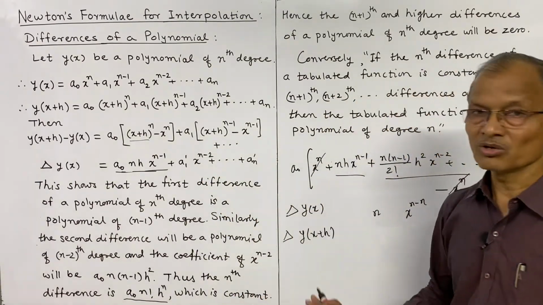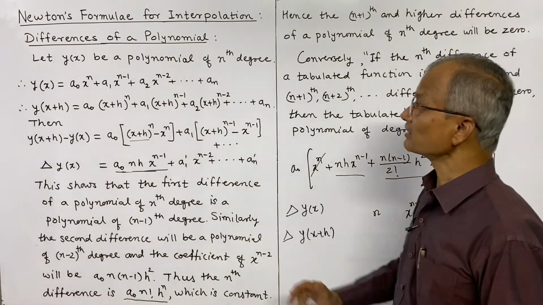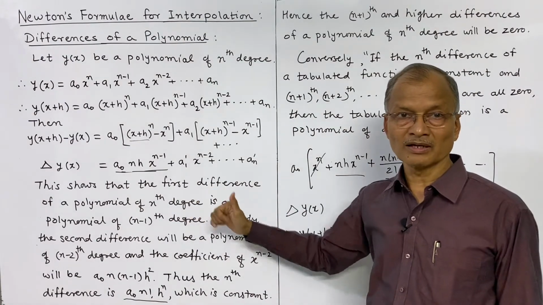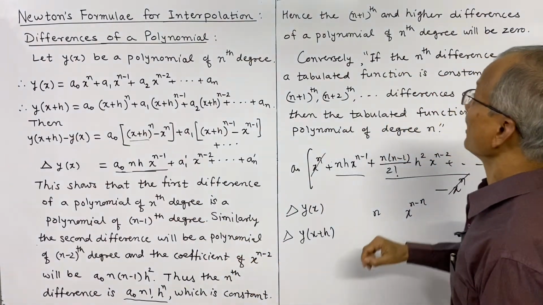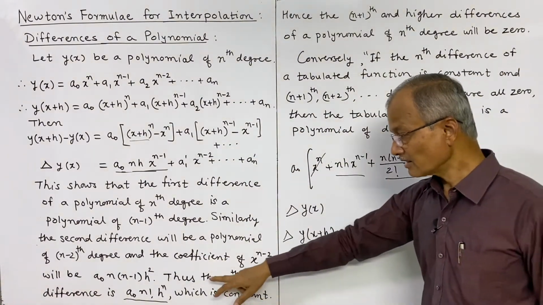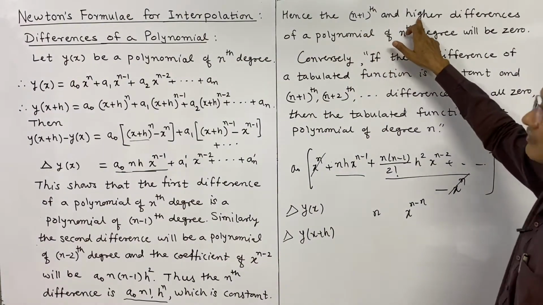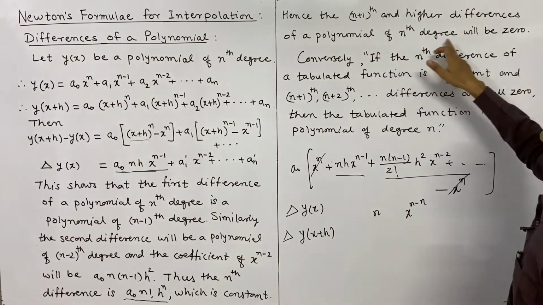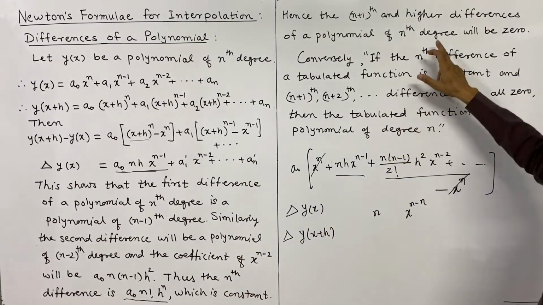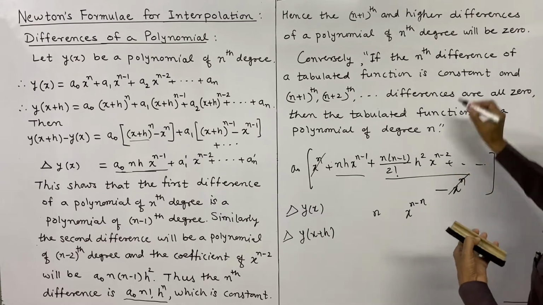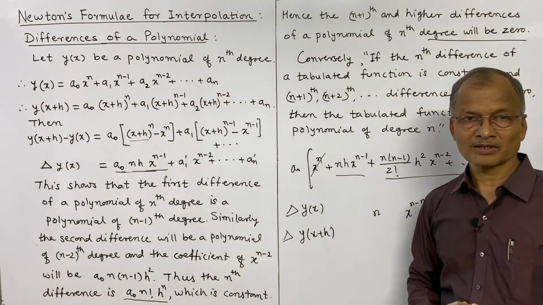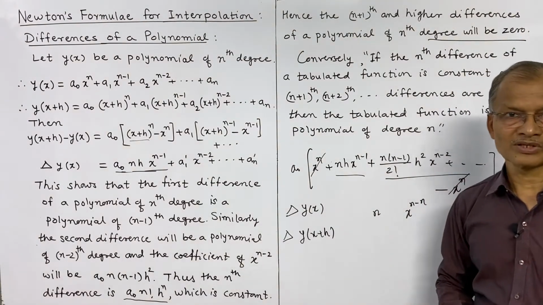That is to be noted: the nth difference of an nth degree polynomial is constant, because every time we take the difference the degree reduces by 1, and hence the further higher differences, the n plus 1th difference, n plus 2nd difference, will be 0, because the earlier difference is constant, and thus the higher differences will all be 0. So this is the result for a polynomial of nth degree. Its nth difference is constant and higher differences are 0.